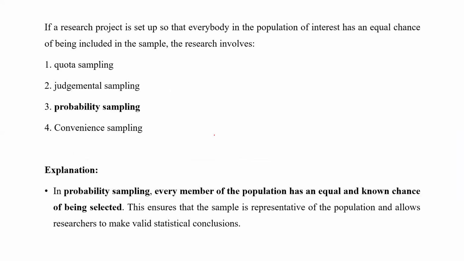Again, I'll tell you, we really need to know the meaning of sampling, what probability is, and what the types of sampling are. If a research project is set up so that everybody in the population of interest has an equal chance of being included in the sample, that is called probability sampling. In non-probability sampling, an equal chance is not given; it depends on experience and availability, and we select accordingly.